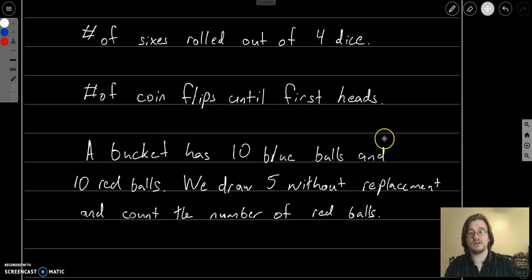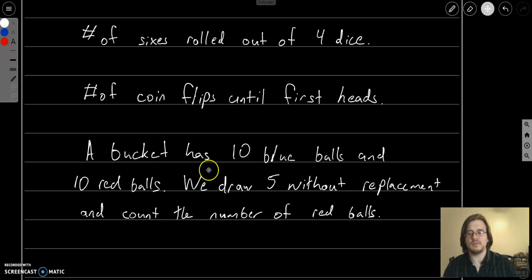Here are a couple that aren't binomial distributions. This first one is the number of coin flips until the first heads comes up. So we're just flipping a coin and we're counting how many times we have to flip before we get a heads. This does not have a fixed number of trials. Maybe it could take 2 flips, maybe it could take 5, maybe we get heads on the first one. Since there's a different number of trials going on, this is not a binomial distribution. It's another type of distribution.